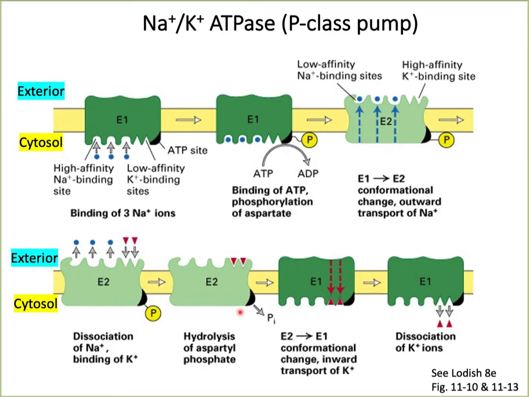And you get a conformational change back to the E1 conformation. And at this point, the potassium binding sites become low affinity and the potassium ions diffuse into the cytosol. This is a very active pump in most animal cells. Again, 3 sodium ions are pumped out of the cell and 2 potassium ions are pumped into the cell in one cycle.